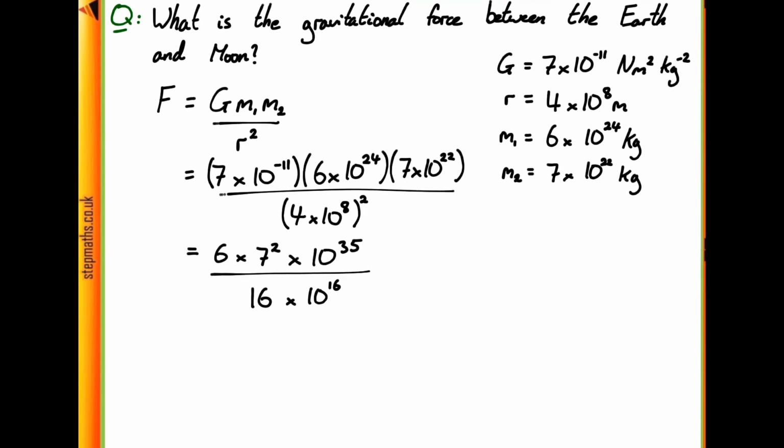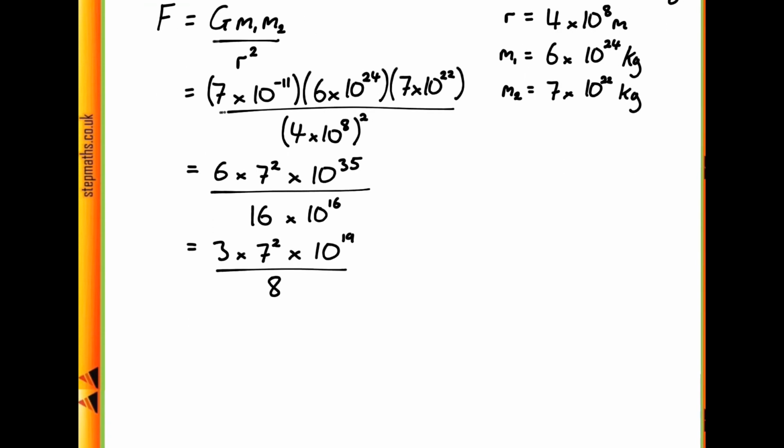Then we can sort out our powers of 10, and we can cancel out a factor of 2 from our 6 and our 16 to get this as our answer. But this is not an answer in standard form, which is what we're asked for in the question if we look at our answers we're given. So we need to try and work out what this is going to be, at least roughly, in standard form.